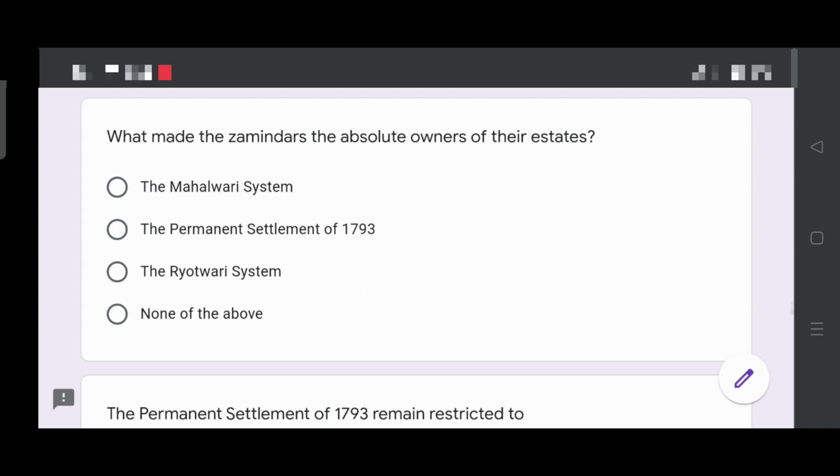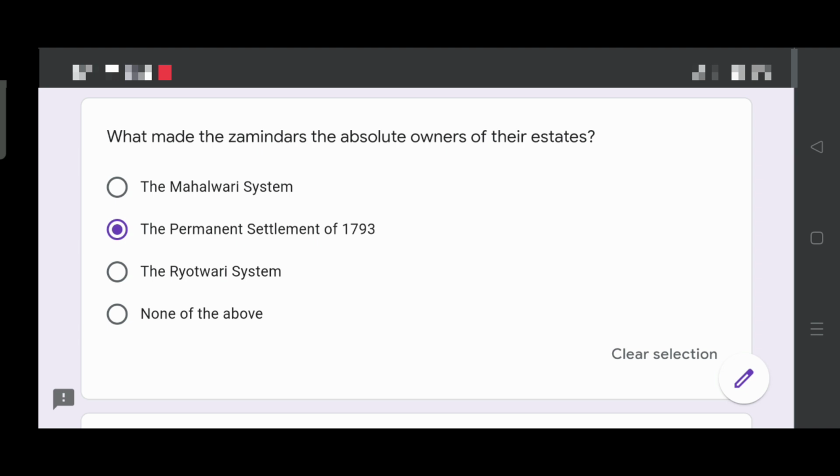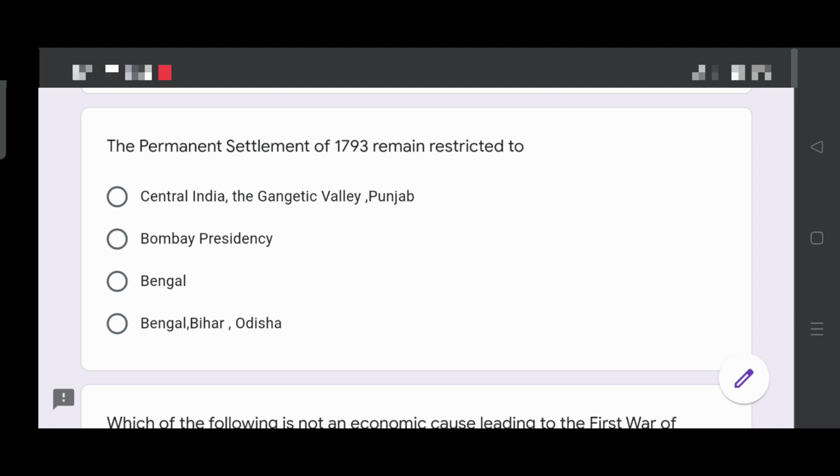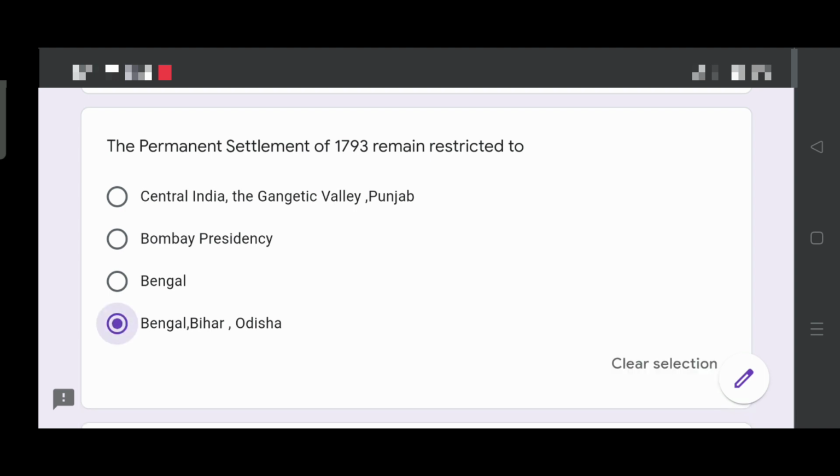What made the zamindars the absolute owners of their estates? The Mahalwari system, the permanent settlement of 1793, the Rayatwari system, none of the above. It was the permanent settlement of 1793 that made zamindars the absolute owners of the estates, and they had the power to eject the cultivators for non-payment of dues. The permanent settlement of 1793 remained restricted to Central India, the Gangetic Valley, Punjab, Bombay Presidency, Bengal, Bihar, Odisha. The right answer, Bengal, Bihar and Odisha.